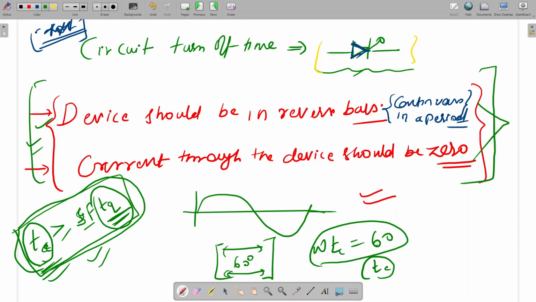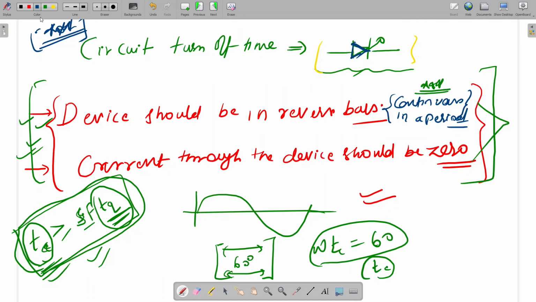Sir, once again explain, sir. Okay, see, any thyristor circuit is there, like a normal rectifier, we are normally using thyristors. So these two lines we have to remember. This is the concept for the circuit turn-off time. So how can we calculate the circuit turn-off time? The device should be in reverse bias, and here, when a star point is there, it should be in continuous reverse bias.